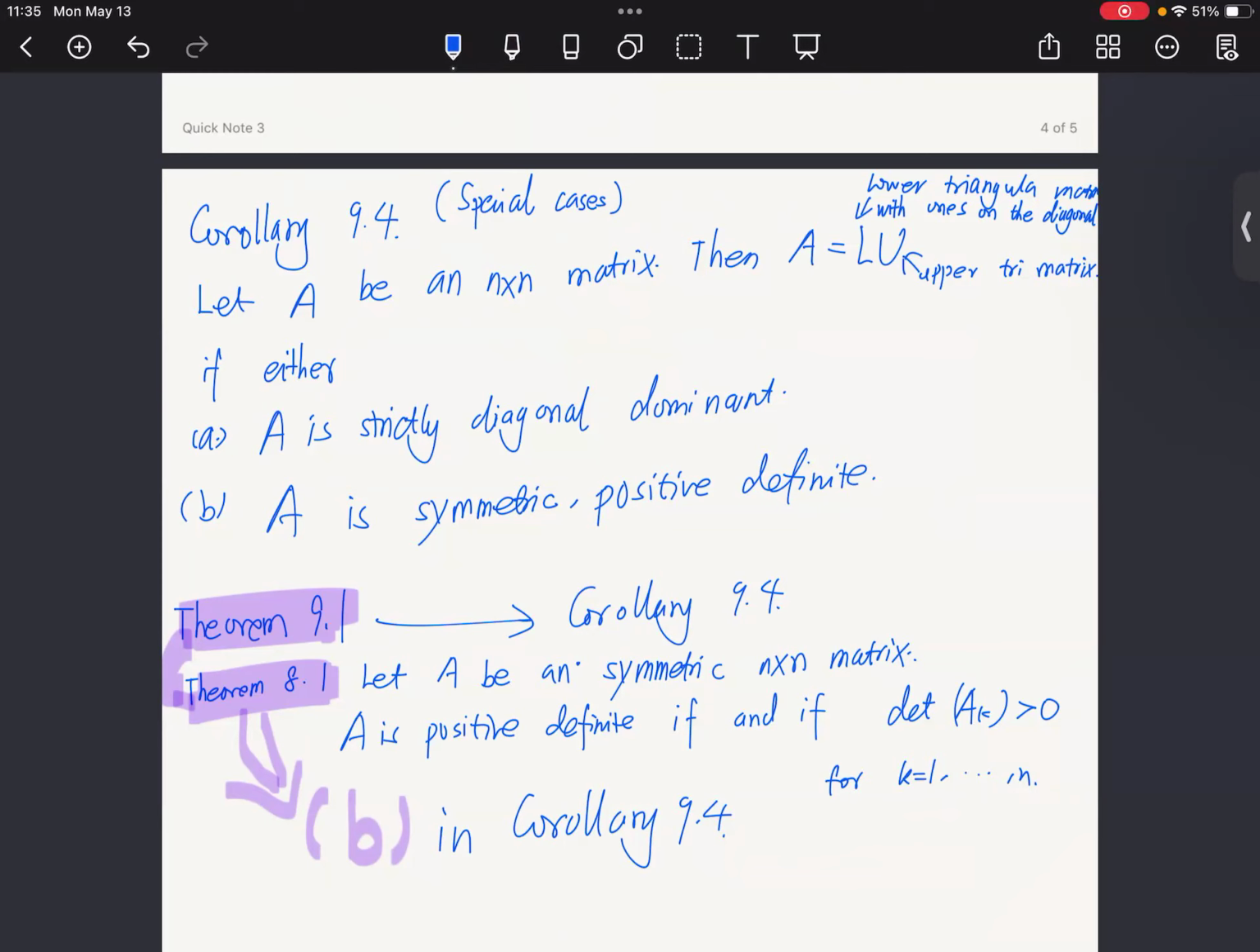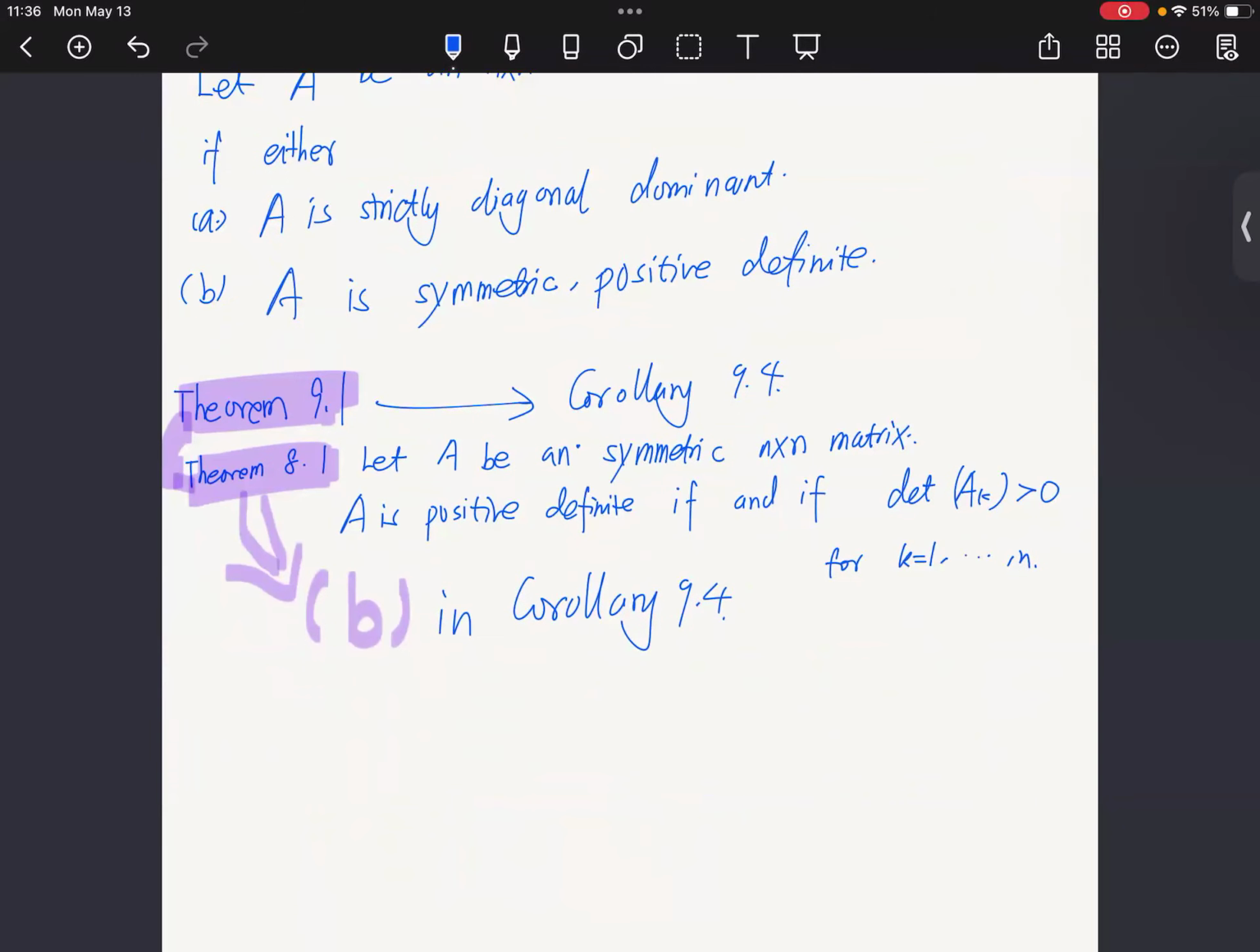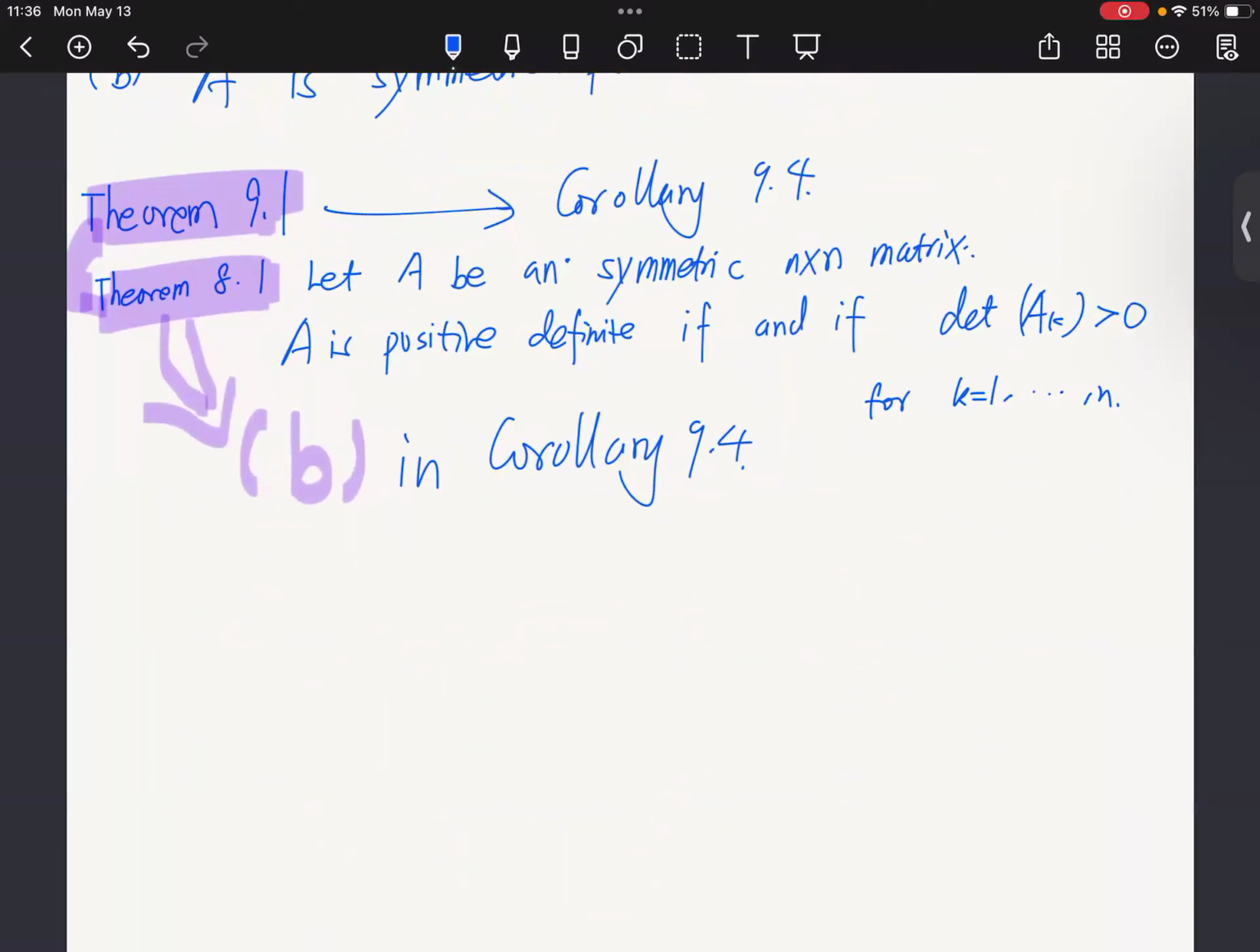And let's see the A part. How can we get the A part? We need one theorem here to help us decide on the A matrix. If the A matrix is strictly diagonally dominant, then it satisfies the criterion in the theorem 9.1. Actually, we have such a theorem in the textbook, but we are not going to prove it. This is the theorem in chapter 3, the theorem 3.6.